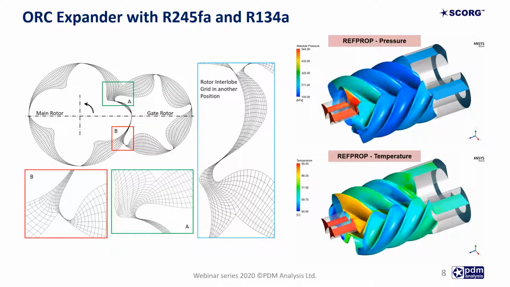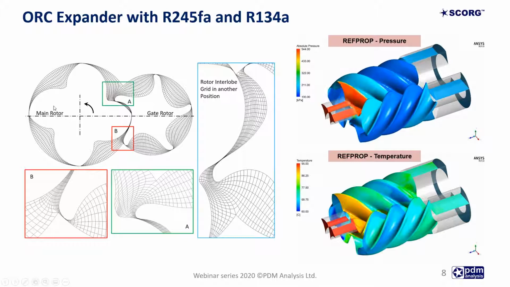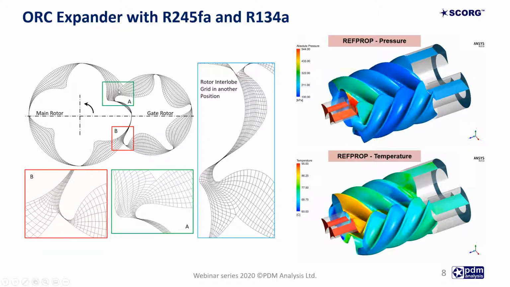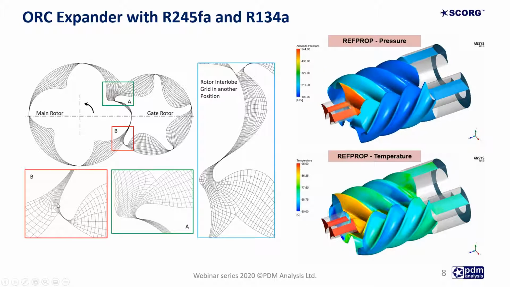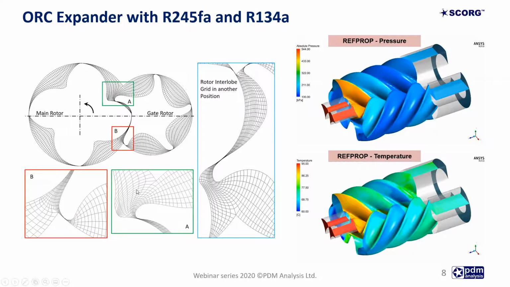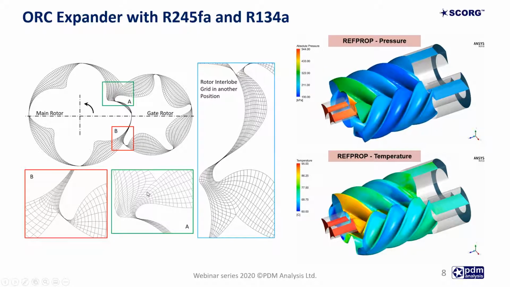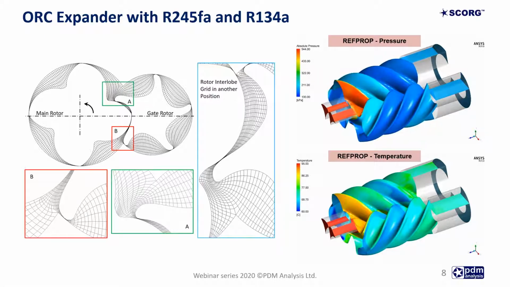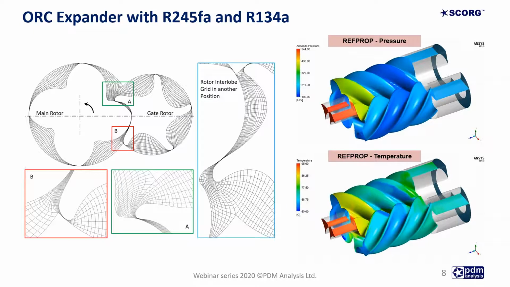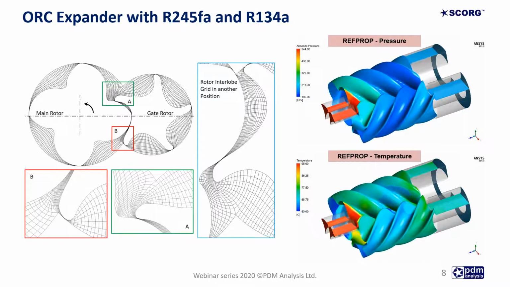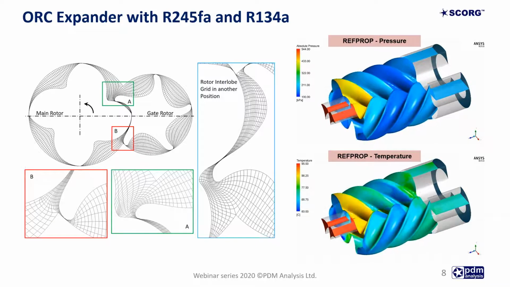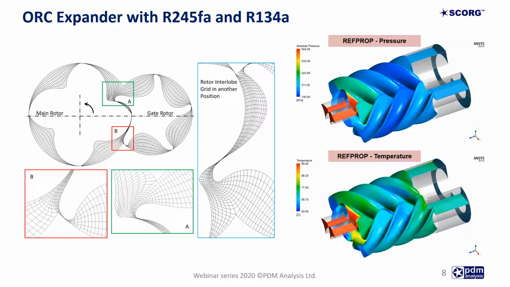A typical grid in the cross section of the rotor is shown here. This is the male rotor and the gate rotor. And as you can see, the nodes are connected one-to-one between the two rotors, which is an example of a single domain conformal mesh. It's quite unique to Scorch as a grid generator, and it enables a robust solution, enabling good stability of the solver and also giving a high accuracy of flow and power estimates.